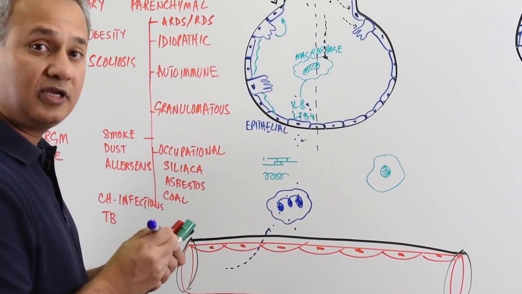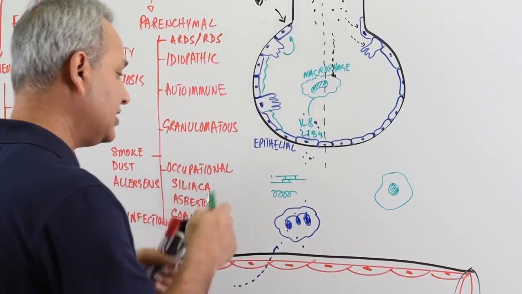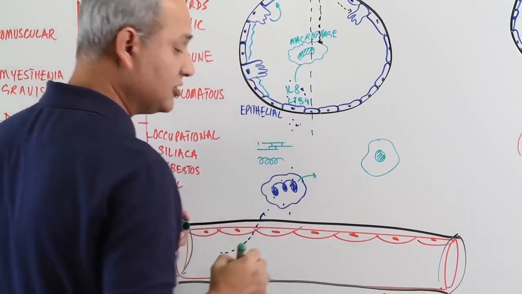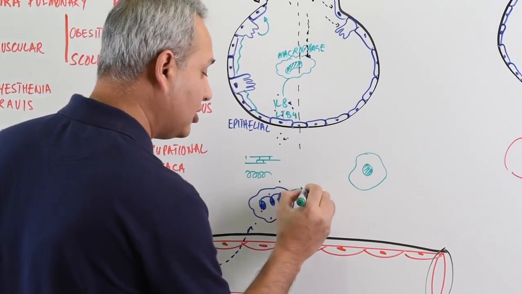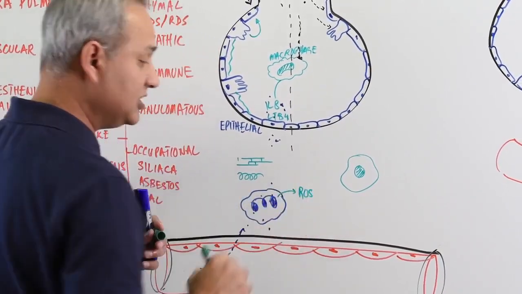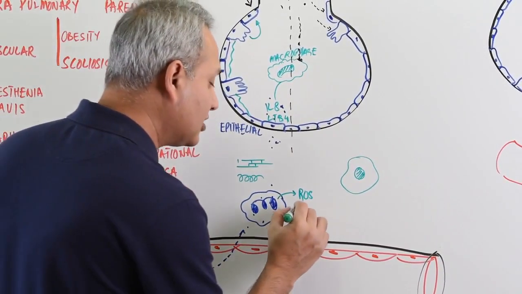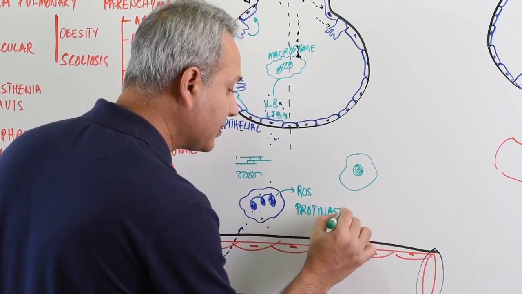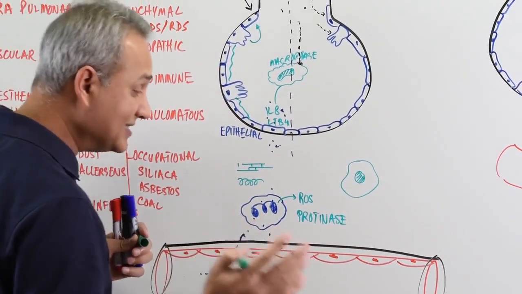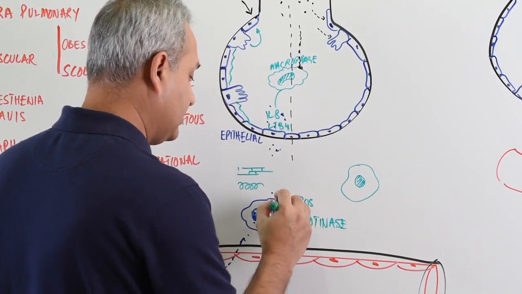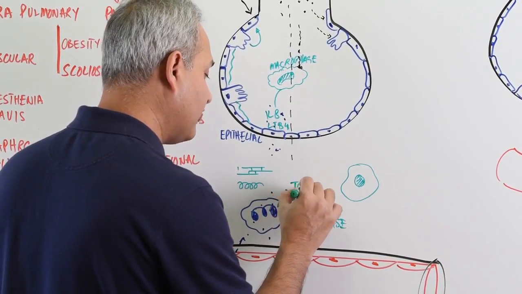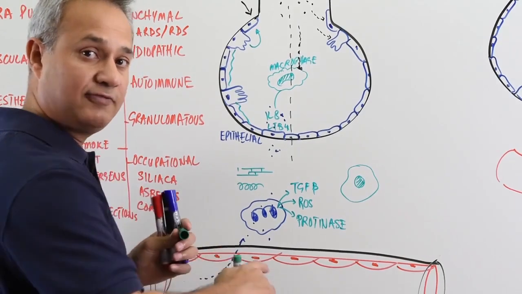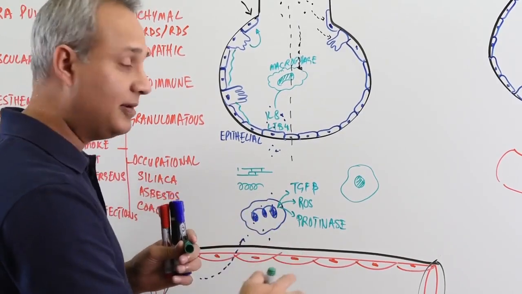What will this neutrophil do? When it comes in here, this neutrophil will cause cytokine releases, plus it would cause reactive oxygen species to be released. It will release proteinases or proteases. It would release transforming growth factor beta. So that would start amplifying the inflammatory process.